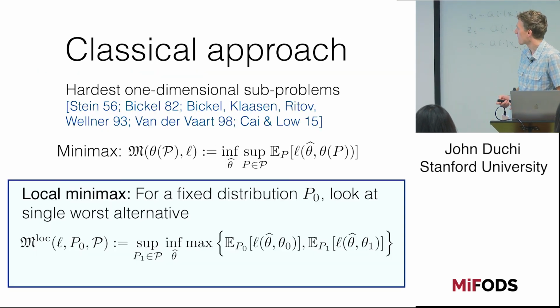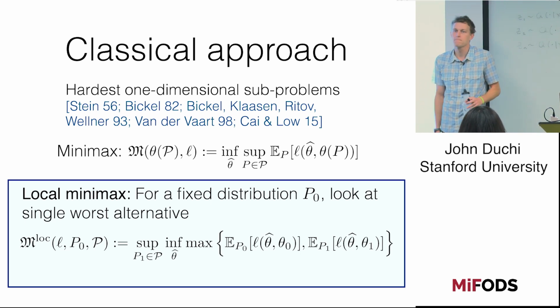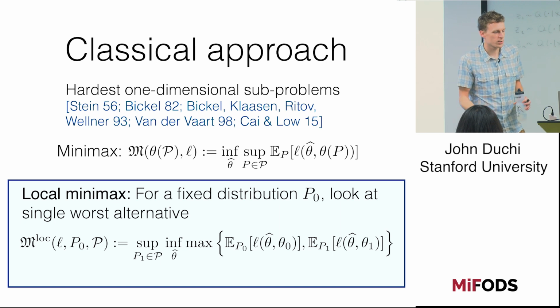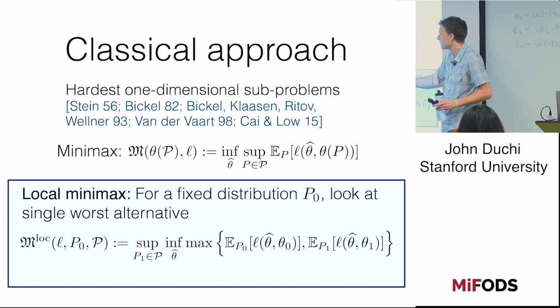All right, so you start off, you say, OK, well, minimax looks at worst-case populations P. What this local minimax, or hardest one-dimensional subproblem, does is it says, OK, we're going to start with some fixed initial distribution P0.